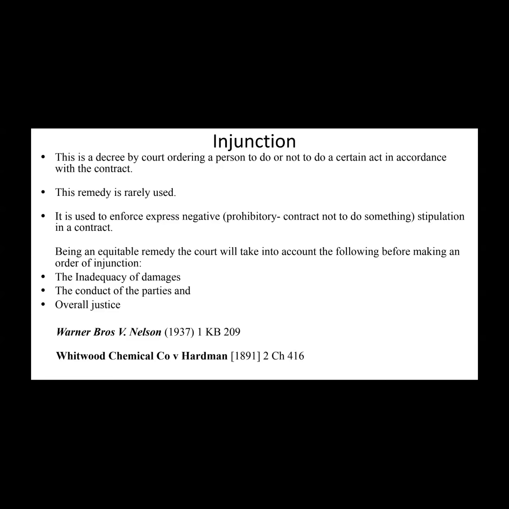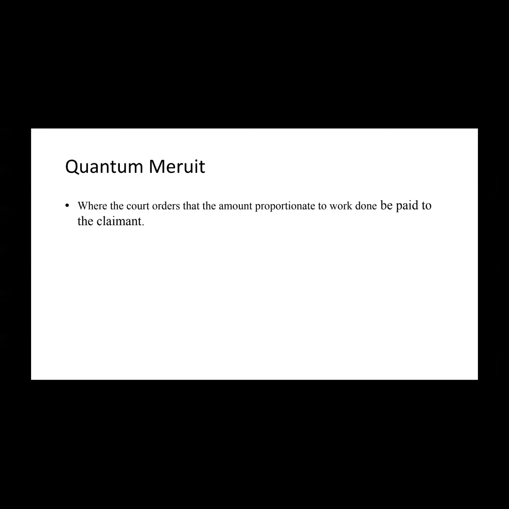And so if you try to go against what you've promised, the party can bring an injunction to stop you from going contrary to the contract, or to make you do something in favor of the contract. There are different types of injunction, but that is beyond the scope of this class.